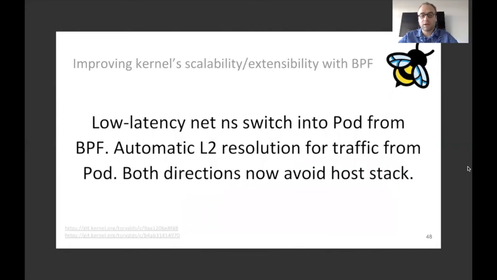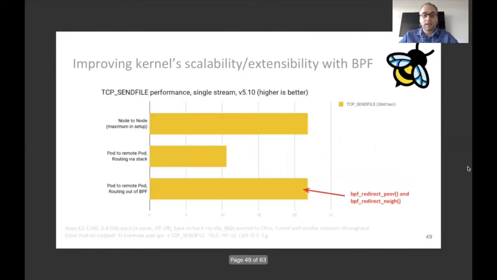And that redirect peer helper allows for a low latency network namespace switch from the NIC into the pod for that traffic. And the other one is for the reverse direction, and it will automatically do the layer 2 resolution and populate the layer 2 addresses on the network packet. And this then allows to avoid the host stack. The firewalling policies you can implement in BPF anyway. And with that, the performance can be significantly improved.